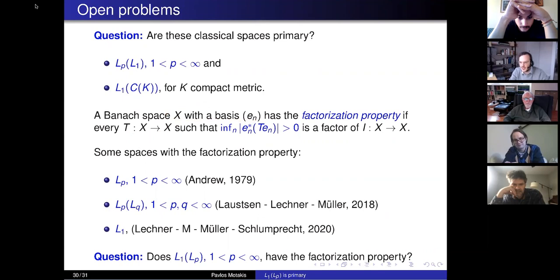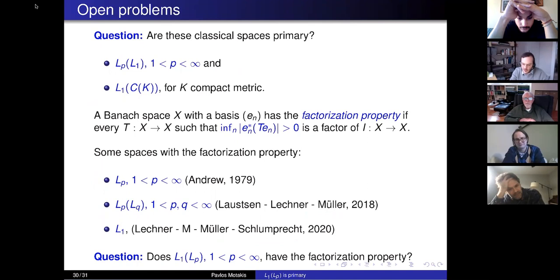And this is a property that is very closely related to primariness because the methods of proof are interchangeably used in both topics. And let me say that we would have never proved this result if we hadn't studied the factorization property for a few years. So some spaces known to have this property are LP in the reflexive range P between 1 and infinity, proved by Andrew in 1979, LP of LQ for P and Q in the reflexive range, proved by Lausten, Lechner, and Müller recently. And capital L1, so this is a paper I mentioned earlier of me and my co-authors, where we observed these things about Haar multipliers on capital L1, where we used this to prove that L1 has the factorization property.